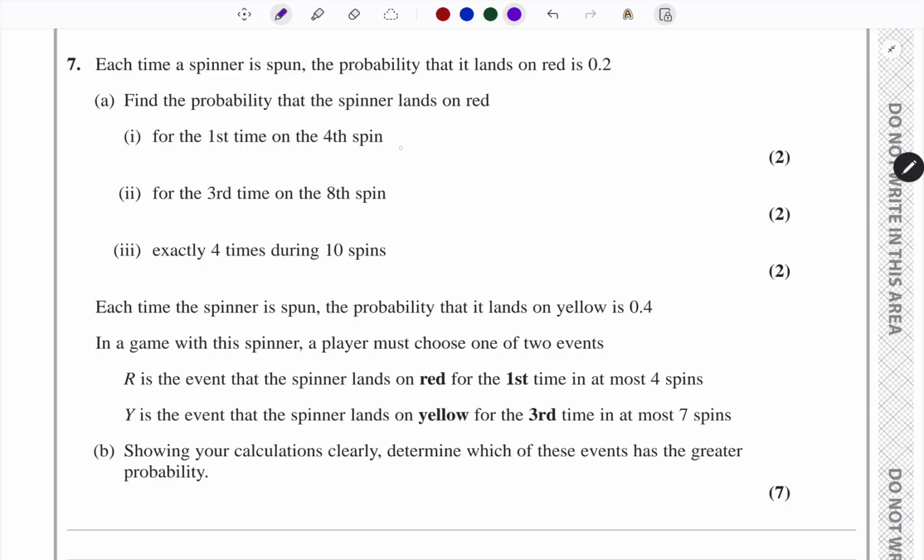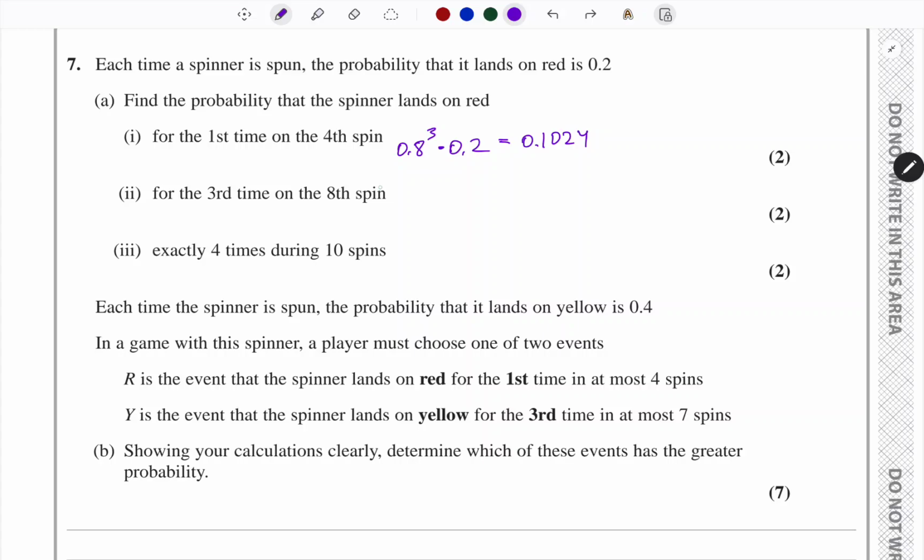geometrical distribution, right? So the first 3 attempts were failures, with probability of failure 0.8 in each. 3 attempts were fails. Then the last one, the 4th one, was success. So this is the probability. It's 0.1024.